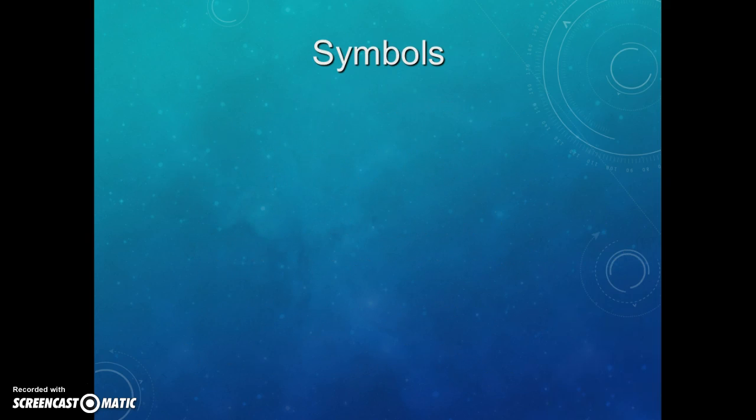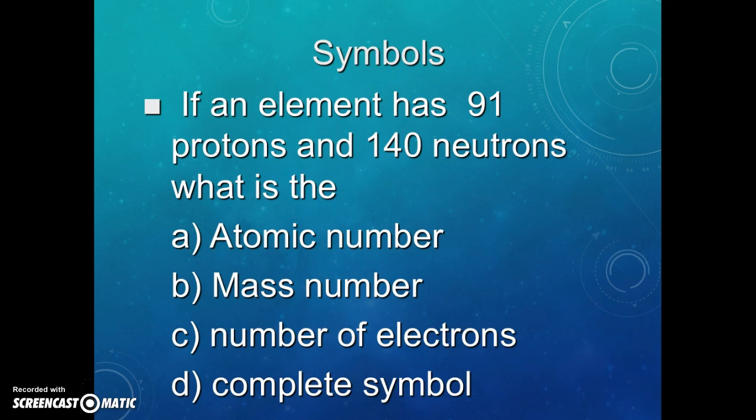So let's try another one. If an element has 91 protons and 140 neutrons, what is the atomic number? So let's look at that.